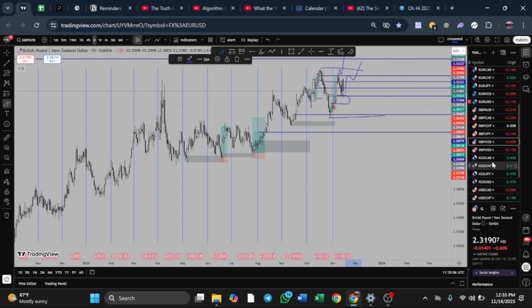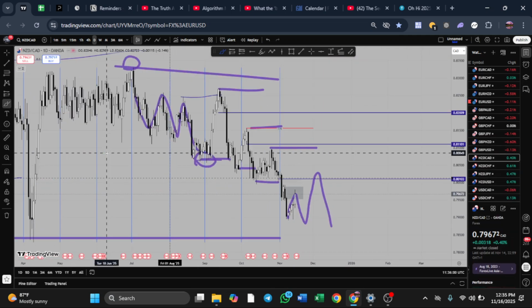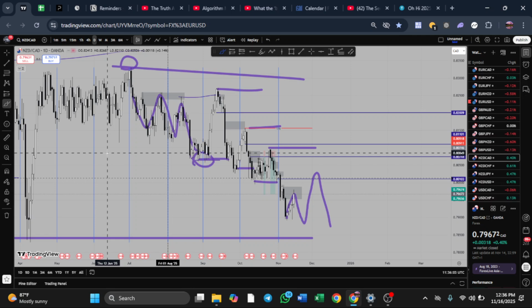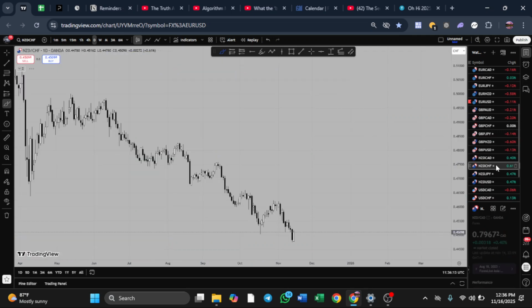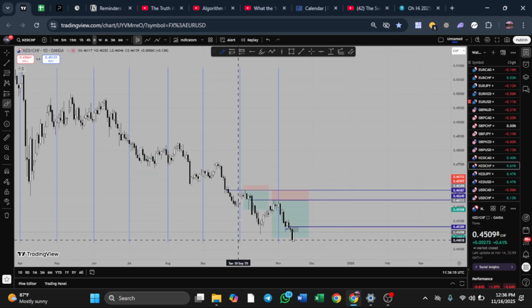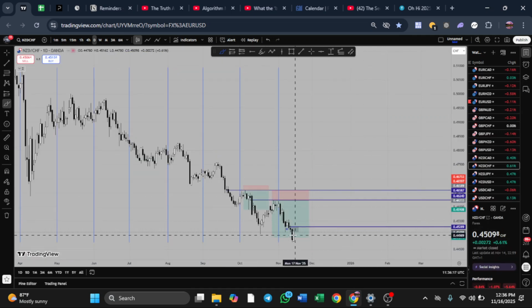2.36 area. NZD card. NZD is weak, but I think card is a little bit weak. So this was the analysis we had last week. So until it gets to this point, 0.800, I'm not shorting. I'm not bothered about that. So that's where I'll be looking for short, and then NZD Swiss. I'll be looking for shorts from there.